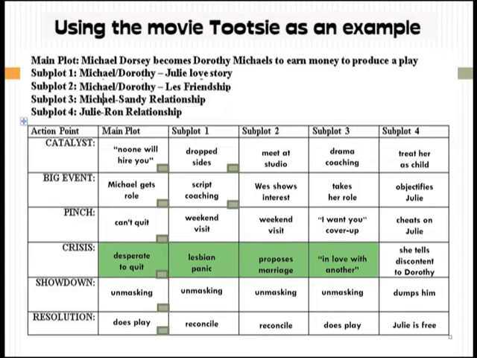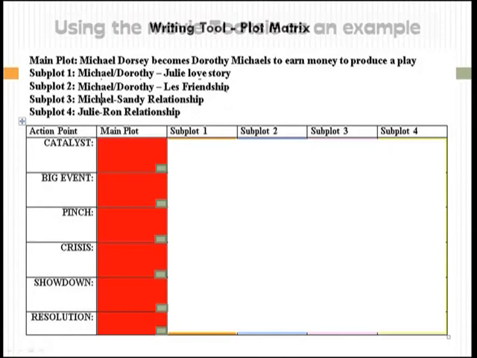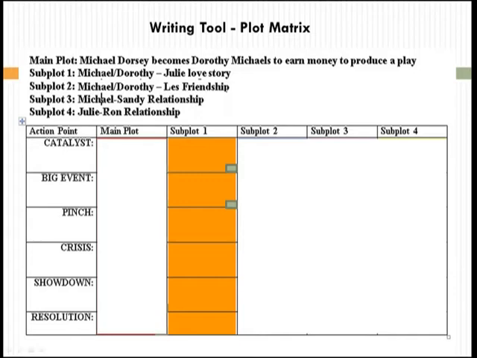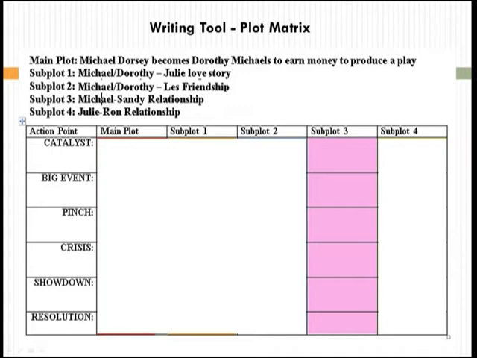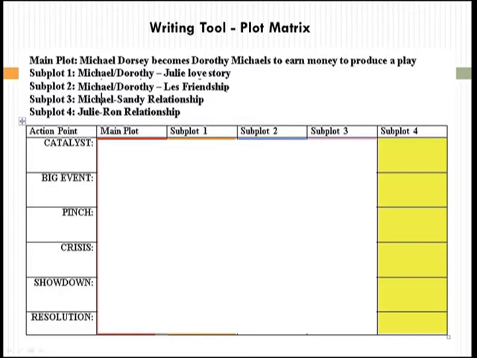The main plot, or A story, is that Michael Dorsey needs money to produce a play, but nobody will work with him, so he's forced to become Dorothy Michaels in order to earn that money. The first subplot, or the B story, is the romance that develops in between Dorothy Michaels and Julie. The second subplot is the relationship between Julie's father, Wes, and Dorothy Michaels. The third subplot is the relationship between Michael Dorsey and his friend, actress Sandy. And finally, the fourth subplot is the relationship between Julie and the show's womanizing director, Ron.